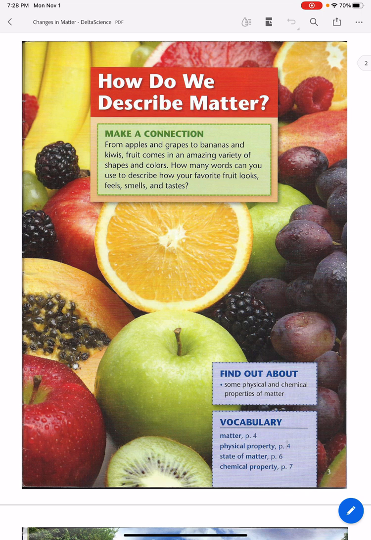Vocabulary: matter, page 4. Physical property, page 4. State of matter, page 6. Chemical property, page 7.